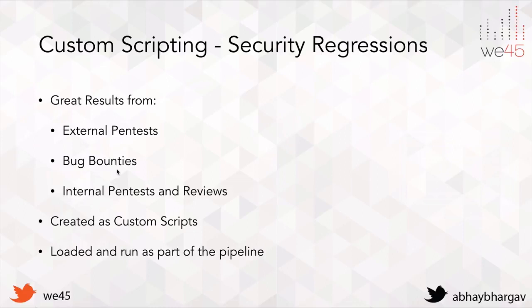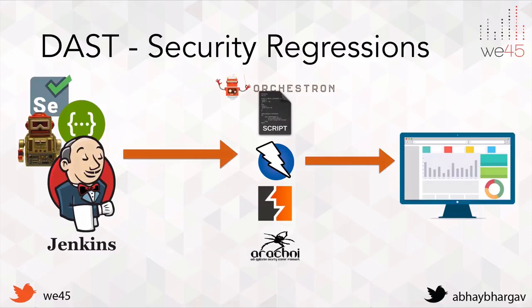So let us say you have external pen tests, bug bounties, whatever. You can create those as automated scripts rather than storing them as PDFs which nobody will read. Use that as an automated script and run it back in your continuous delivery pipeline, which becomes a much more repeatable and scalable process. So that again is, now apart from your DAST scanners, you can also have your regression scripts that you include as part of your entire process to run DAST.